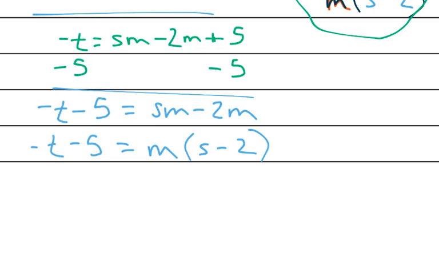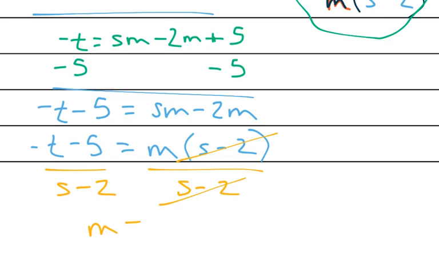Now, we have this quantity on the left and this thing on the right, but I can't have anything else with m. And even though it's s minus 2, I can divide both sides by s minus 2, so that I now have m by itself equal to negative t minus 5 over s minus 2.